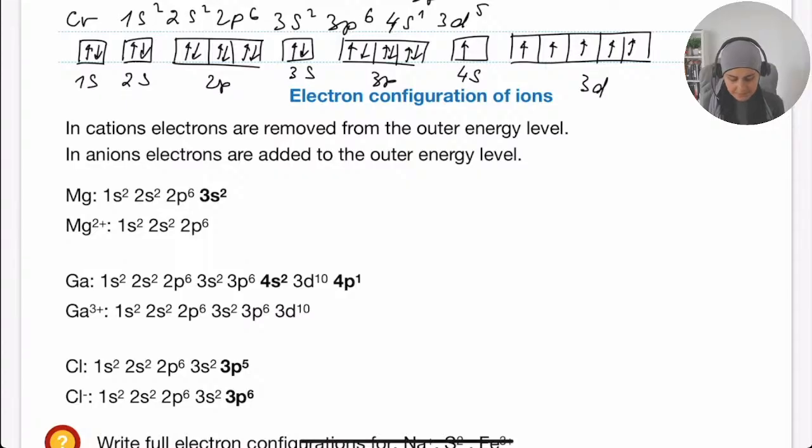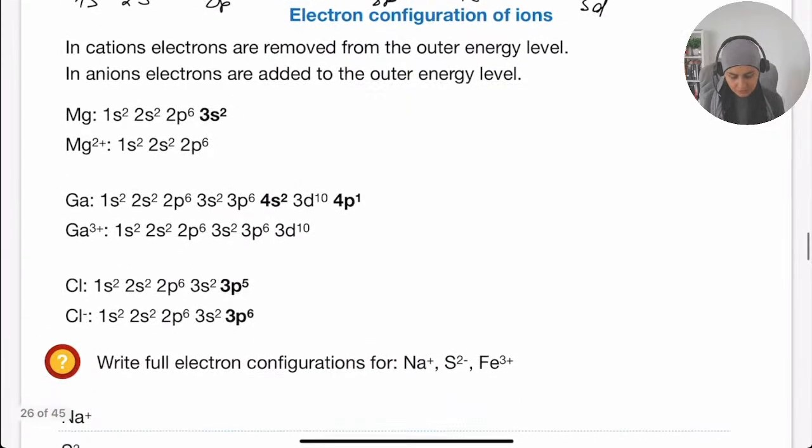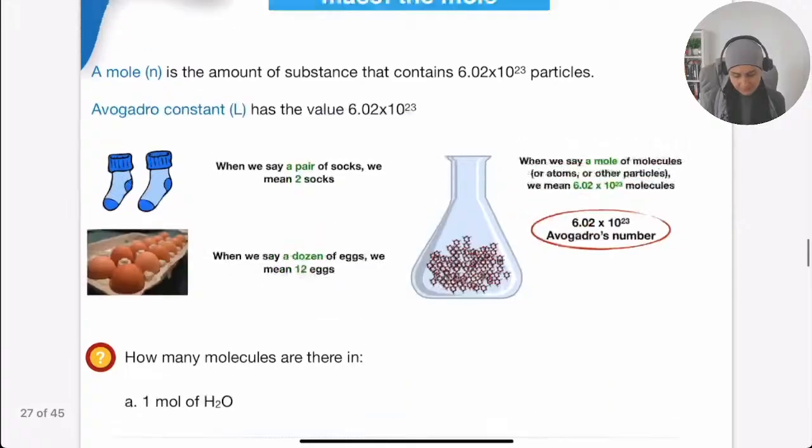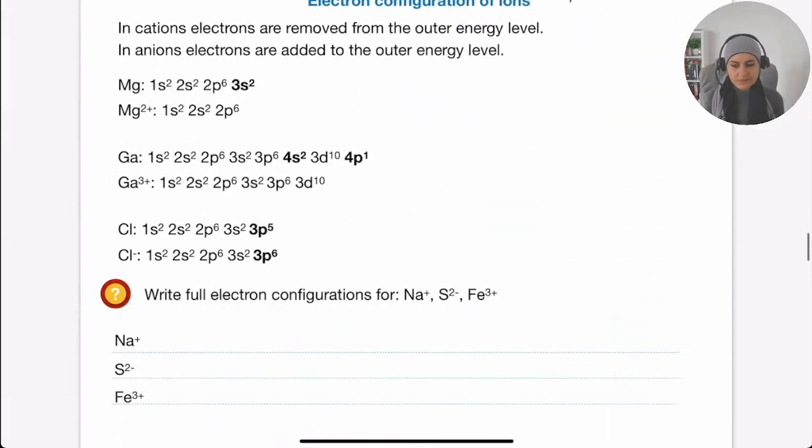Okay, the next bit, electron configuration of ions, and I think that's the last one. Then we can have a break, and then we do molten ideal gases.